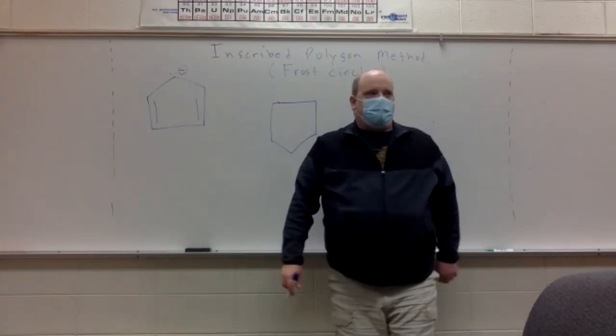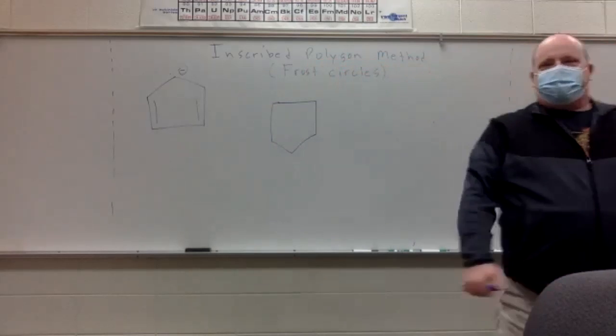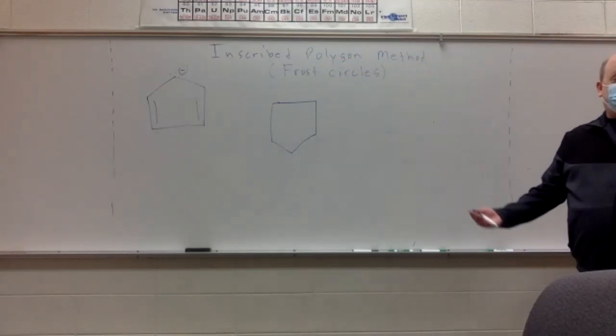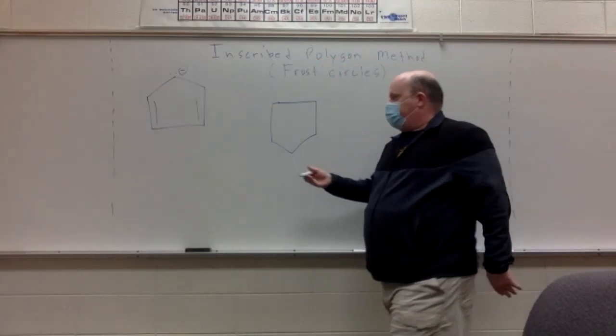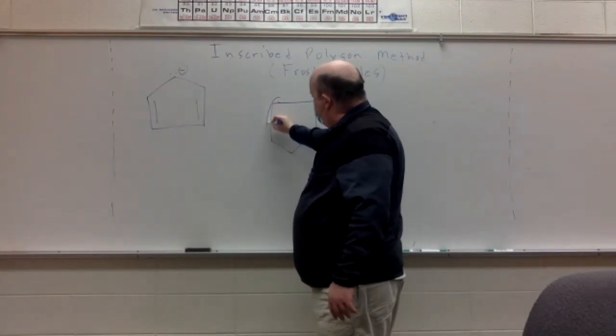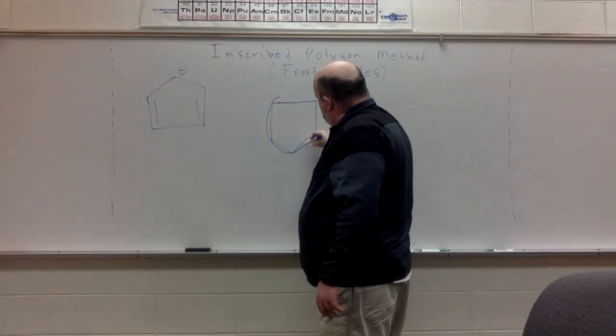The next step is stupid. I really see no basis for this, but in the official rules for drawing frost circles, they say you're supposed to draw a circle around it that connects all the vertices.